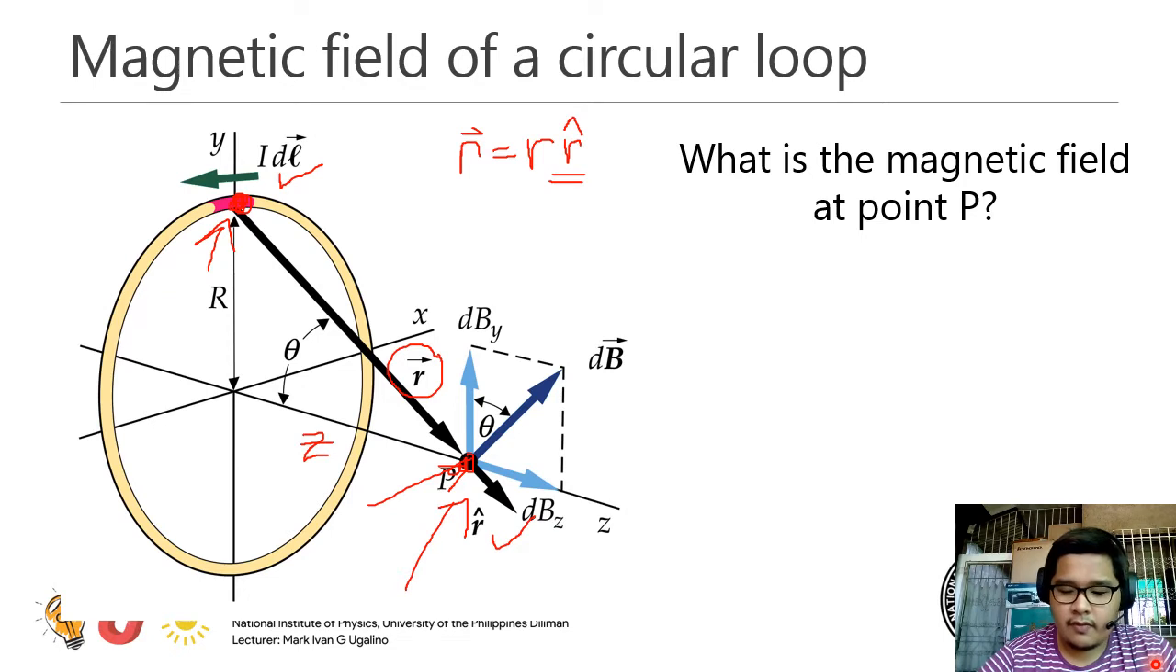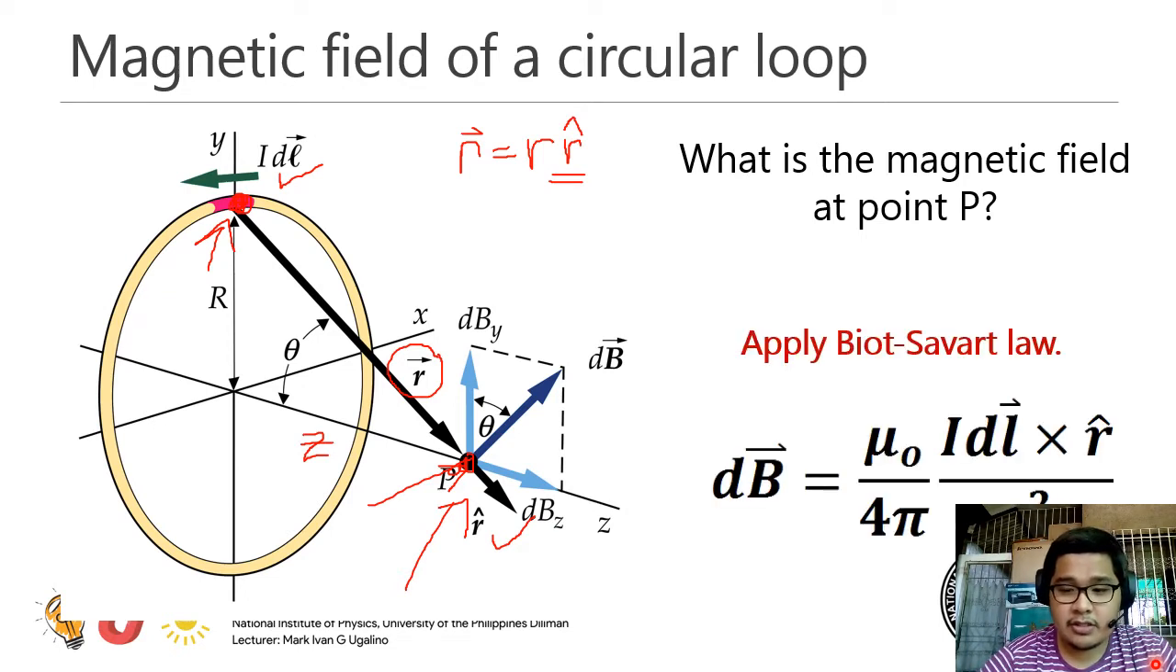Of course, the working expression for this is your infinitesimal Biot-Savart law. So, alam natin ito. We know what dL is. We know what r hat is. We know r squared to be the square of the magnitude of this vector, or the r vector. And this is just some 10 to the negative 7 factor.